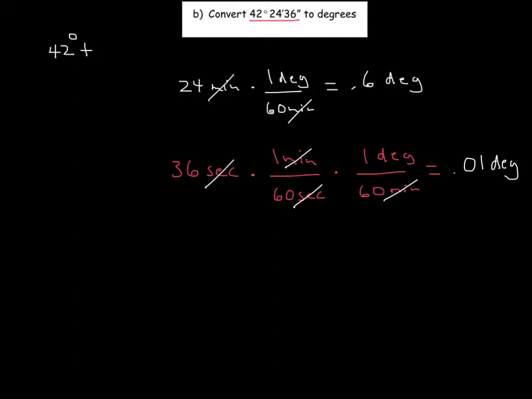So once again, if you go back to what we started with, you have 42 degrees plus 0.6 degrees plus 0.01 degrees, and you add all of that up and you will get 42.61 degrees. And now we have converted from DMS back to a simple measurement in degrees. So this is pretty straightforward going forward and backwards.